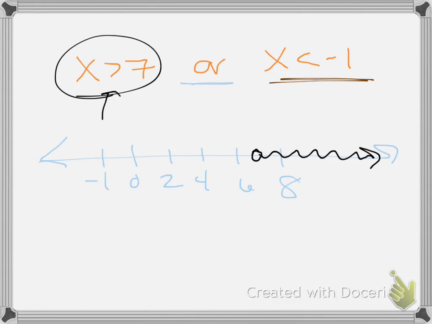This one sits at -1. Again, it's an open dot. My variable is sitting on the left side, and the arrow points to the left. Okay, so with this "or," they are going away from each other.